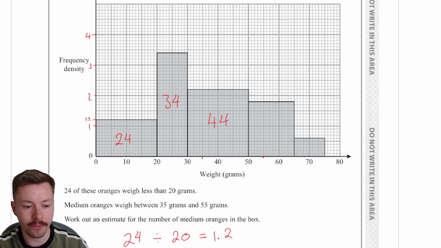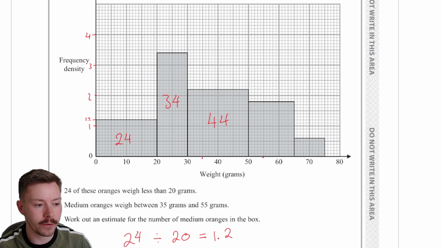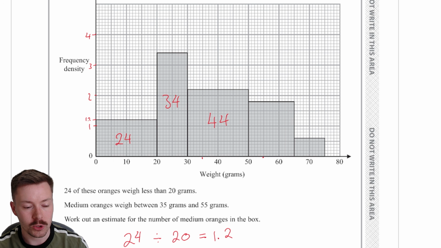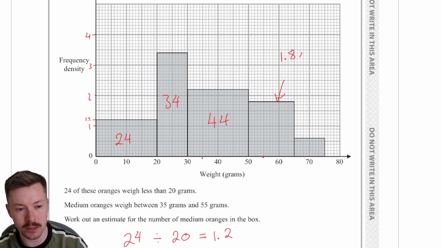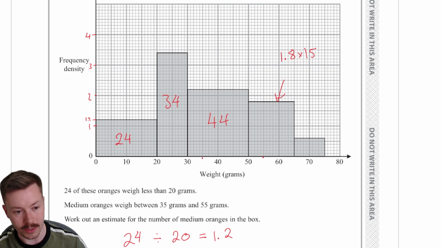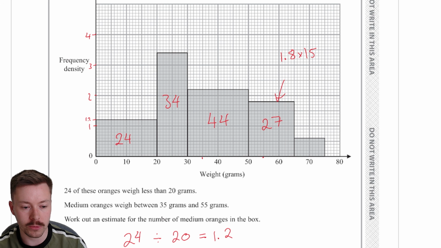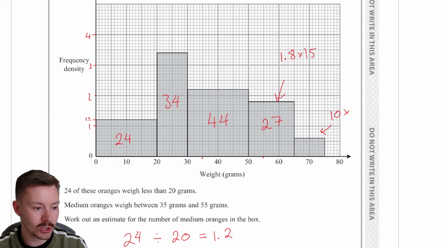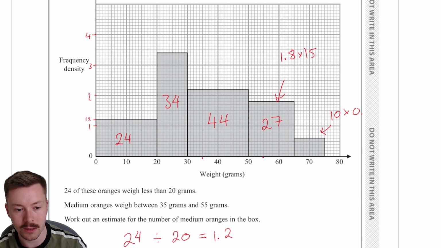And the next one goes from 50 to 65, which is a width of 15 and goes up to a height of 1.8. So we need to do for this bar 1.8 times by 15, and that will give us 27. And then for this last one, we're going from 65 to 75, so that is a width of 10. So we're going to do 10 times by, the height is 0.6. Okay, so that gives us an answer of 6.